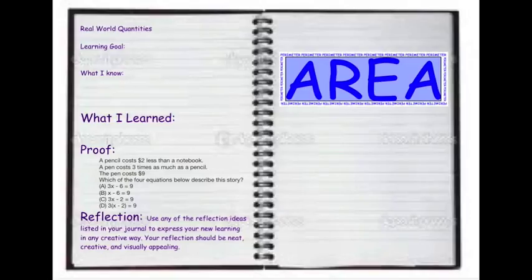So lastly, make sure that you're doing your learning goal, your what I know, what I learned, and your proof. Your proof is a multiple choice problem. It just asks you to identify the right equation, which describes the story in the problem. So it's really important for you to have all those components of your journal, especially your reflection. Seeing as we have not done a journal entry in a little while, I just want to make sure that you are aware of your expectations.